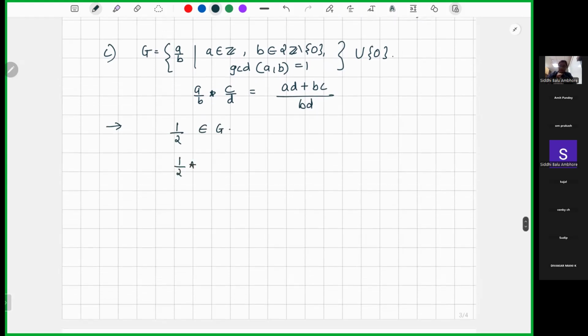But if I take 1 by 2 star 1 by 2, this will be what? I'm just doing exactly what they have done. So let me write it. This is 1 into 2 plus 1 into 2 by 2 into 2, which is 2 plus 2 by 4, which is 1, right?